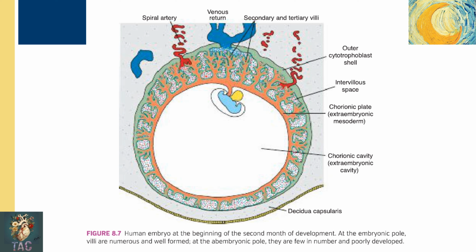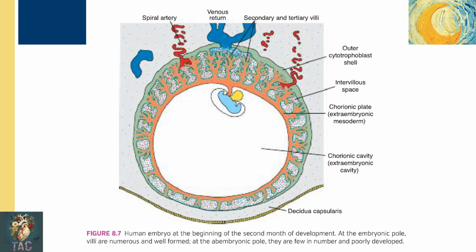The villi which are present from the chorionic plate till the cytotrophoblastic shell are called the anchoring villi, and these anchoring villi are stem villi, and the free ends from which other villi originate are called the free villi. So in this slide you can see this one is the outer cytotrophoblast shell, and this is the intervillous space, and this intervillous space is bathed by the maternal blood. This is the spiral artery, and this is the vein which is taking blood away from the maternal circulation. Here you can see the developing embryo present in the chorionic cavity.